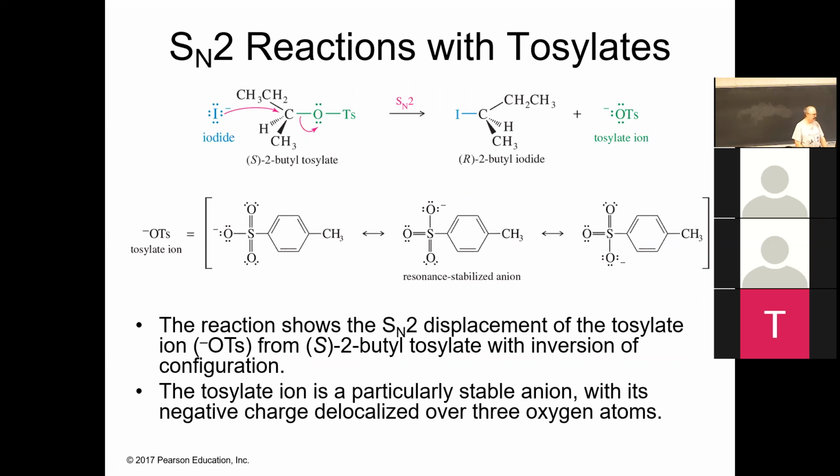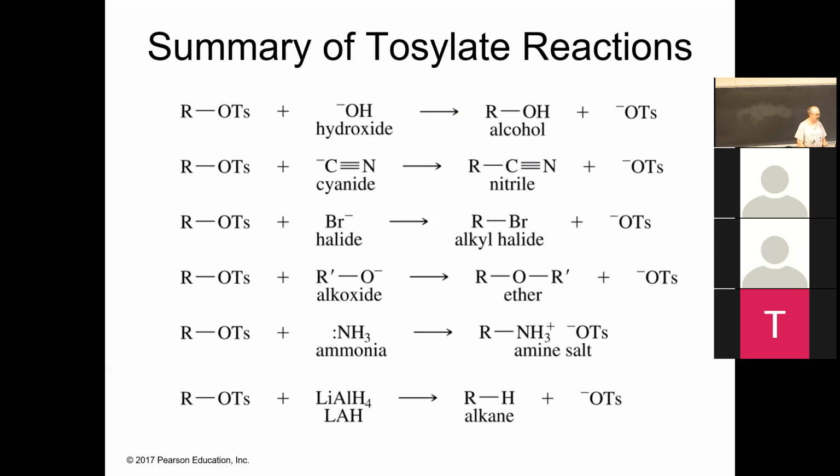Here's an example of an SN2. The tosylate ion is a good leaving group because it is a weak base. It's very stable because of all this resonance delocalization of the negative charge. We can do many reactions on a tosylate group. For example, we can go back to the alcohol. If the alcohol were on a chiral center, this would give us inversion of configuration. In fact, all of these would give us inversion of configuration.